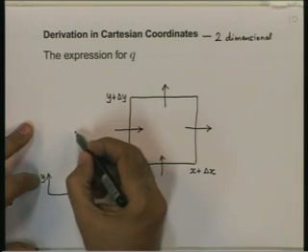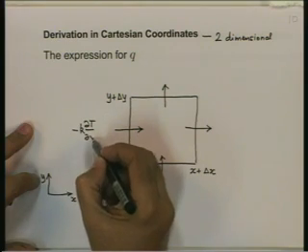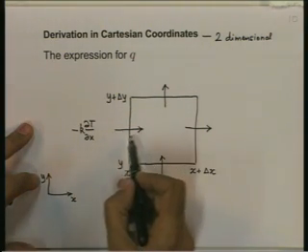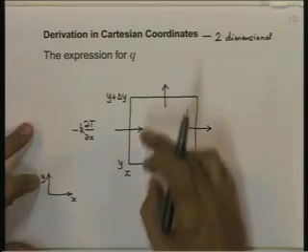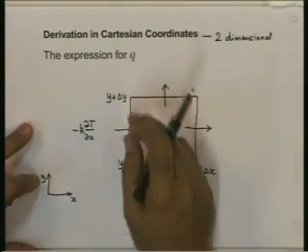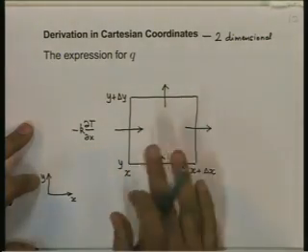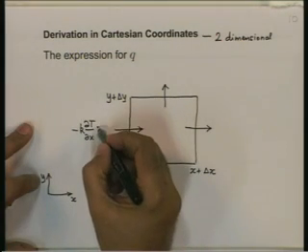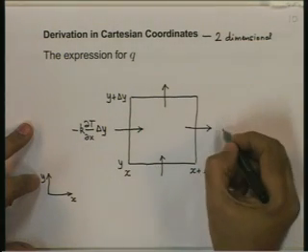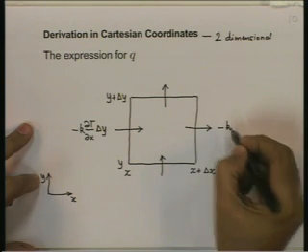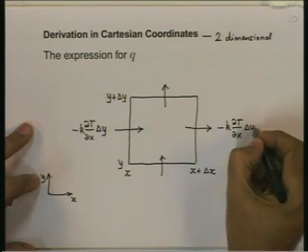This heat flow rate would be minus k dT by dx, that is gradient in the x direction. We are looking at the heat flow by conduction in the x direction, multiplied by area, which will be delta y into 1. Let us say we are considering a control volume which is unit thick perpendicular to the plane of the paper. So this is delta y. A similar term will occur here, minus k dT by dx into delta y.